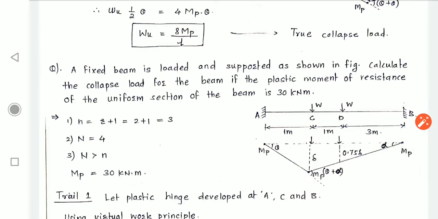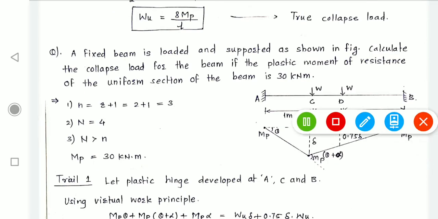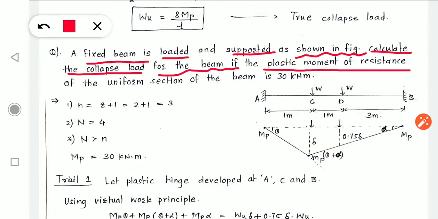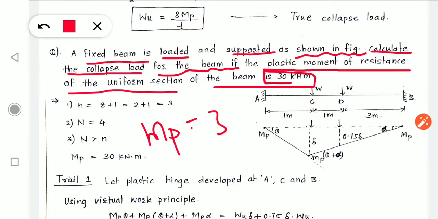Next question is an interesting question. What have they given us in the statement? Let's read. A fixed beam is loaded and supported as shown in the figure. Calculate the collapse load for the beam if the plastic moment of resistance of a uniform section of the beam is 30 kilonewton meter. It means they have already given us MP equals 30 kilonewton meter, and they want us to calculate the collapse load.